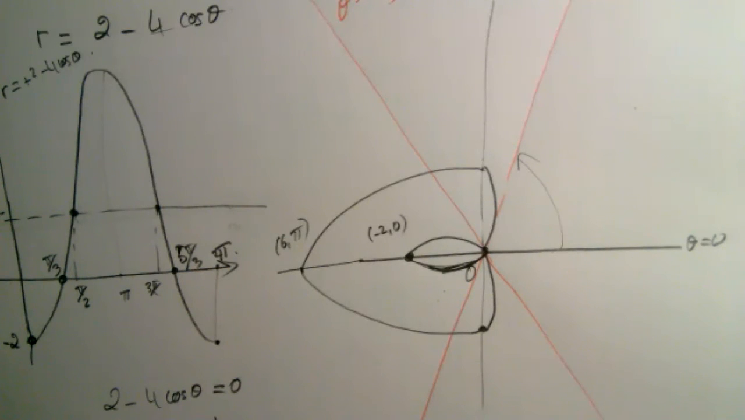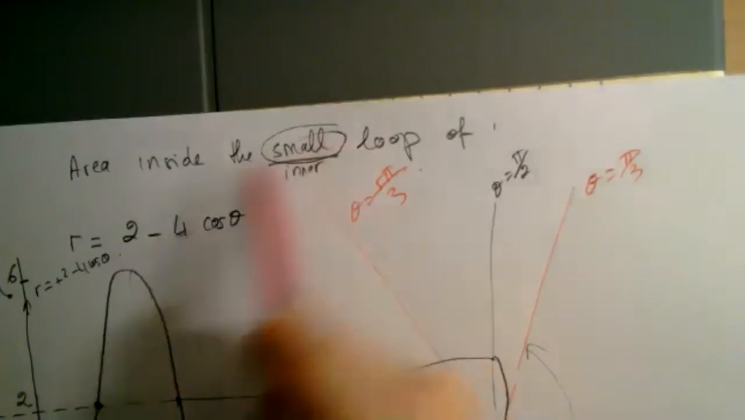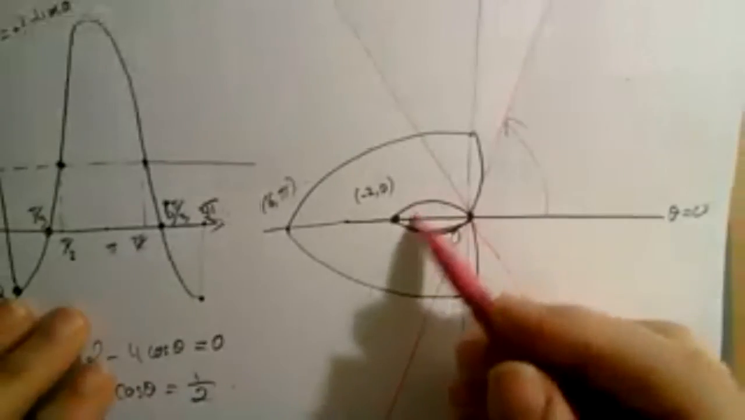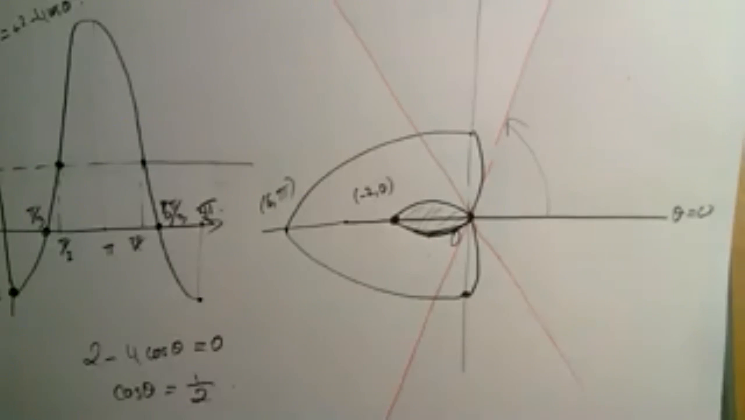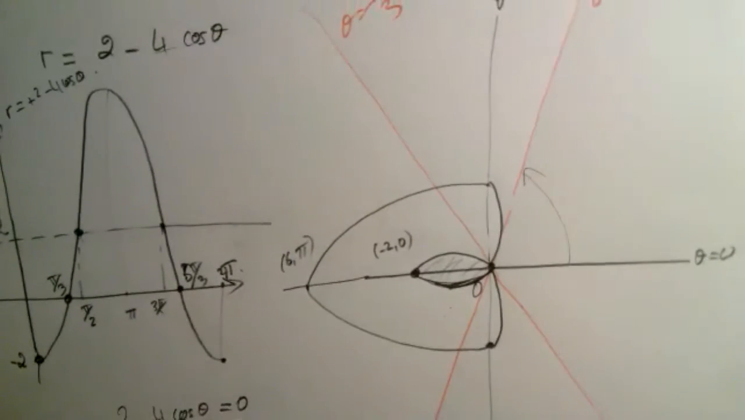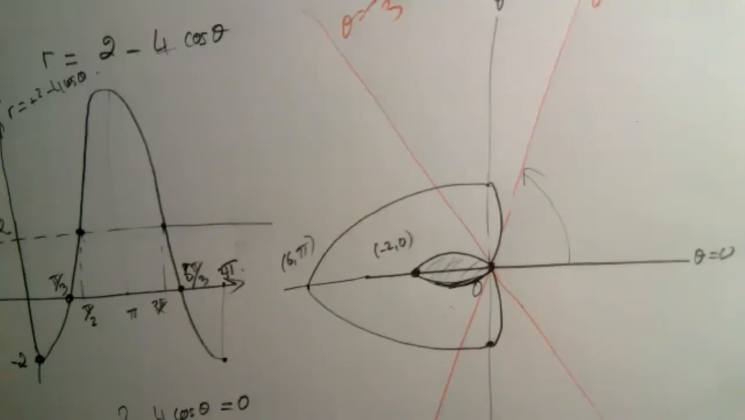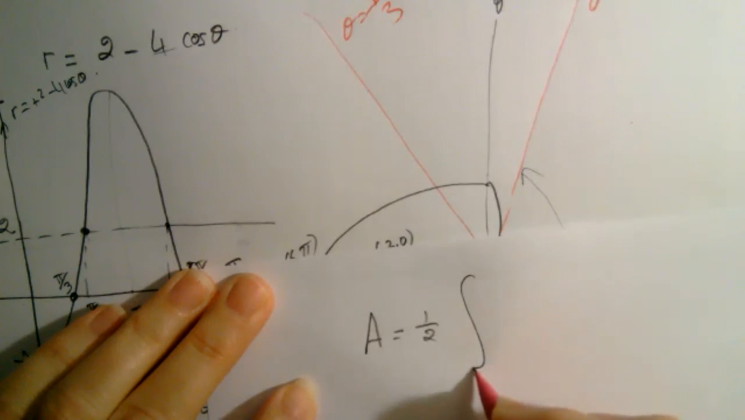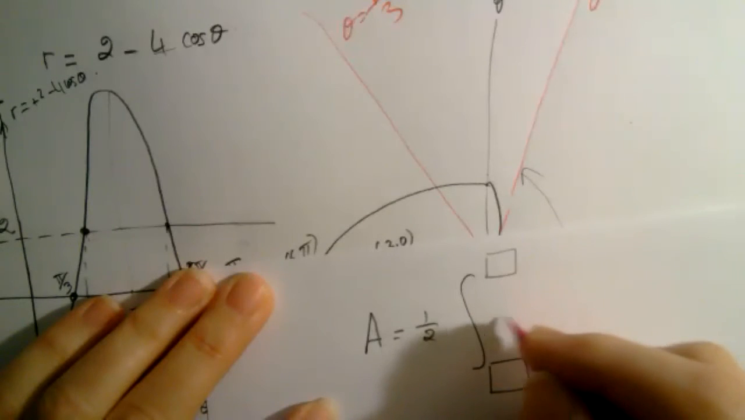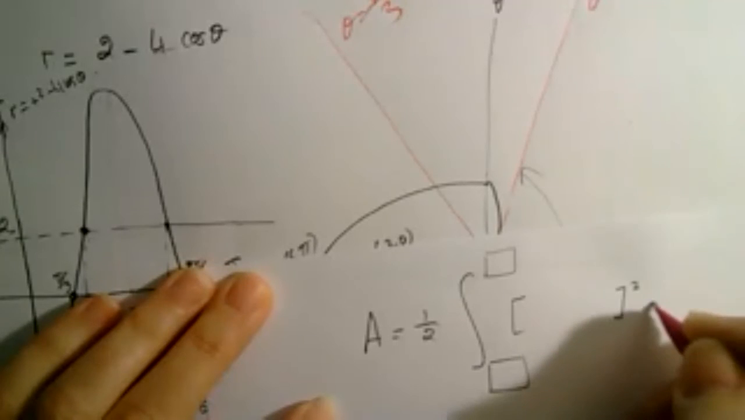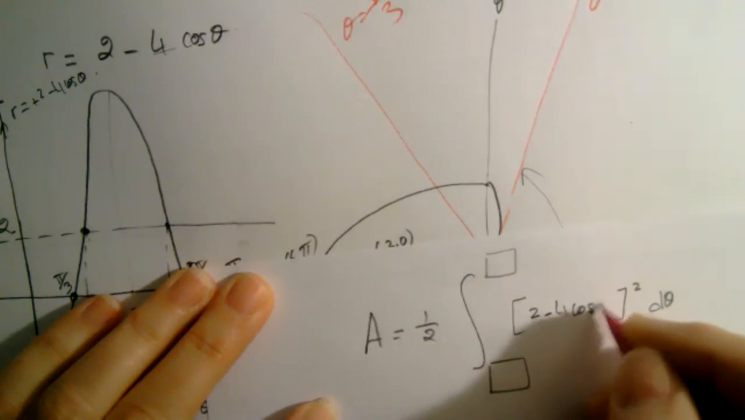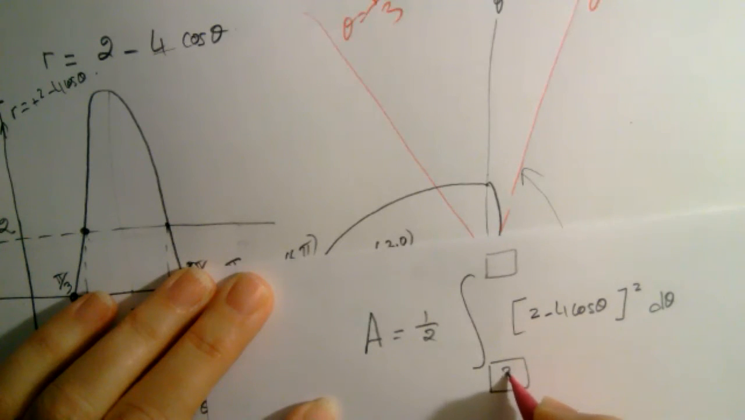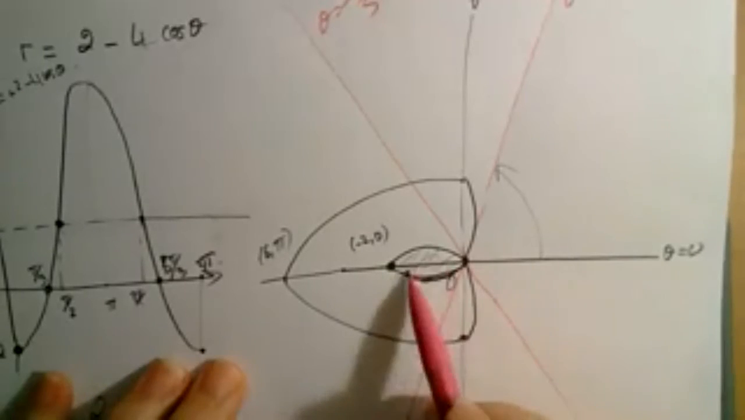And now here's the question. They want the area inside the small loop. It means they want this area. So how can I find this area? So I let you look at the picture very well. The area is half the integral, and this is where I'm going to struggle, of the radius squared. The radius is f of theta. So this piece is not hard, square: this is the 2 minus 4 cosine theta. The piece I will be struggling with is this. Okay, and my question is, how can I catch this area?